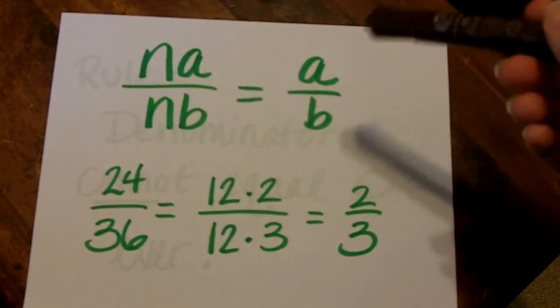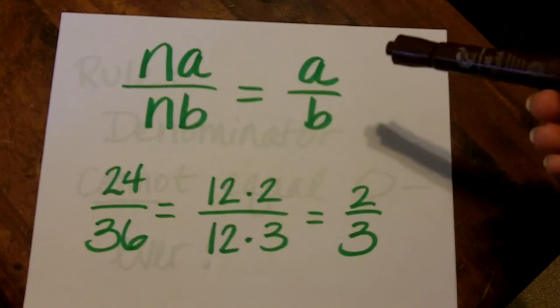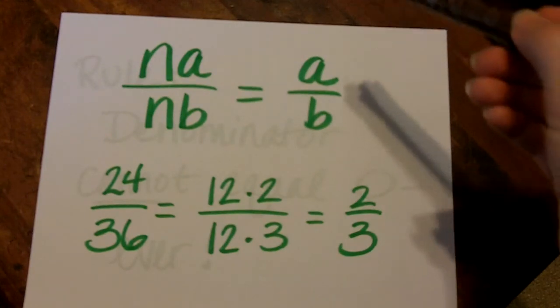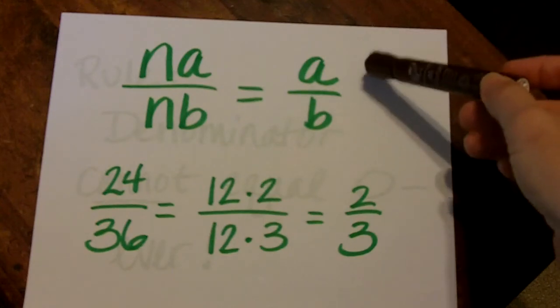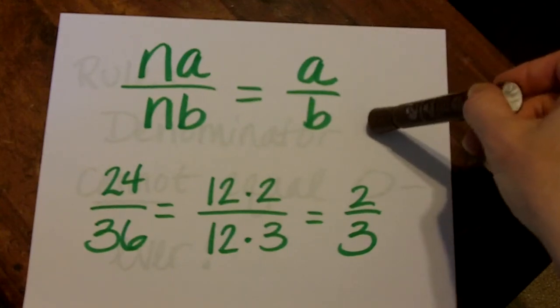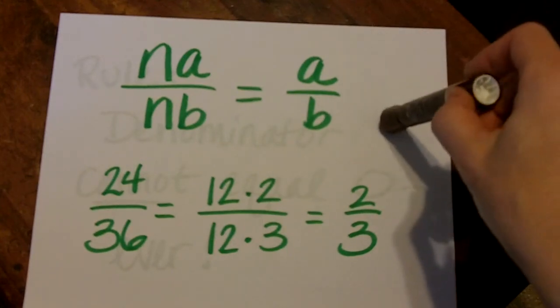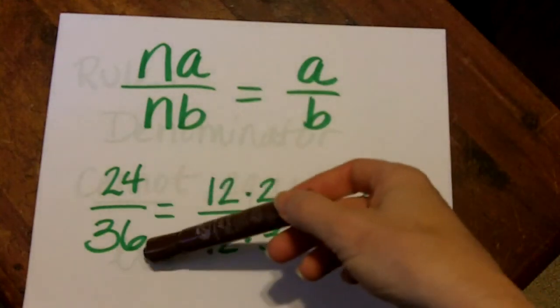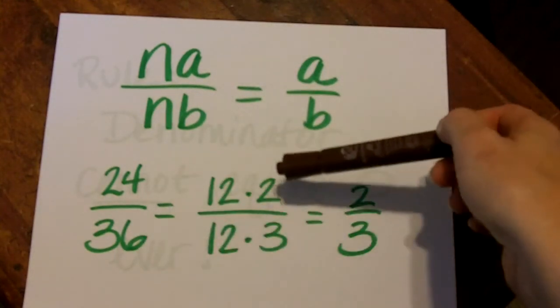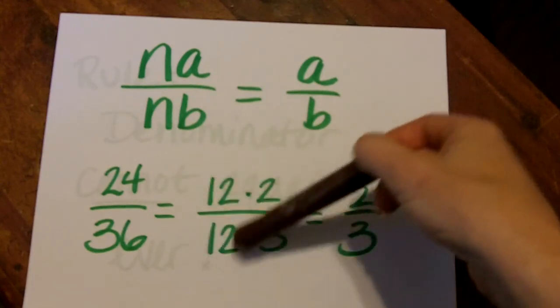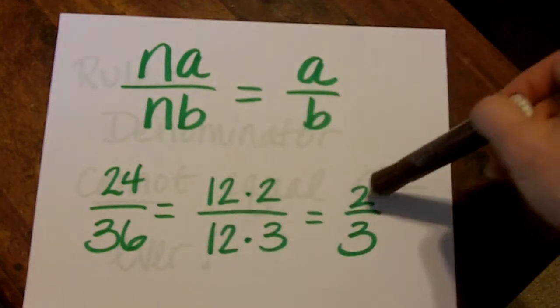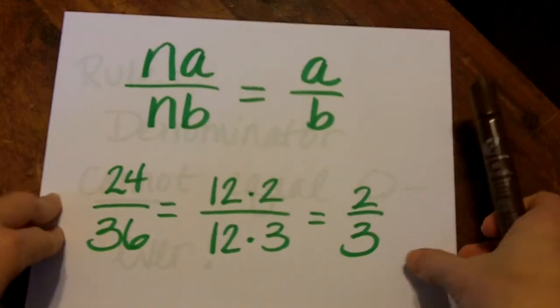Rule of thumb, if you have any number n except for 0, then n times a divided by n times b is simply reduced to a divided by b, or a over b. An example of this, 24 over 36, you can see that it can be factored to 12 times 2. Okay, so you find the greatest common factor and eliminate it and simply get 2/3.